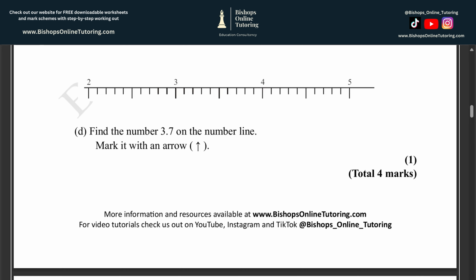Find the number 3.7 on the number line. Mark it with an arrow. Here's 3, here's 4, here's the midpoint, so that has to be 3.5. And we're looking for 3.7. We've got 4 indicators between 3 and 3.5, so we can count 1, 2, 3, 4, 5, so clearly each interval represents 0.1. So to get to 3.7, we would get to 3.5 and go 3.6, 3.7, so it'll be this one right here. But let's mark it with an arrow.